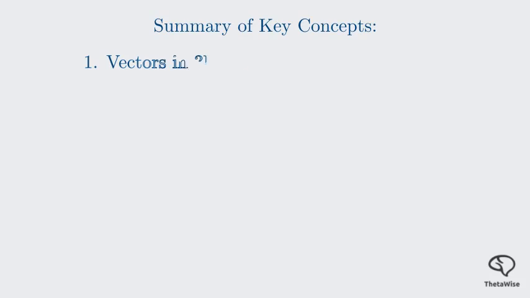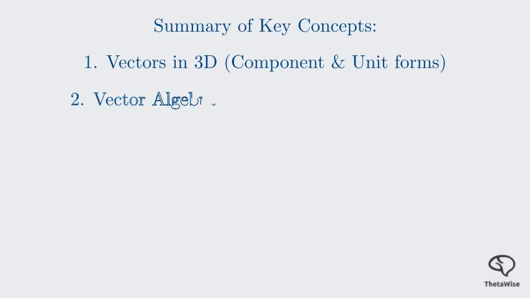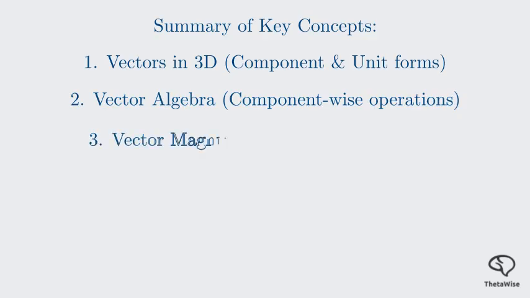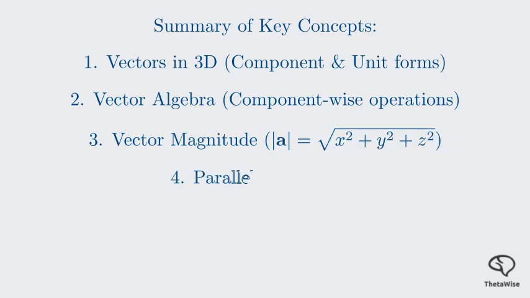Let's summarize the key concepts we've covered today. You are now equipped to handle a variety of IB-style vector problems. First, we established the coordinate system for vectors in 3D space, using both component and base unit vector forms. Second, you learned to perform vector addition, subtraction, and scalar multiplication by operating on corresponding components. Third, you can now calculate the magnitude or length of a vector using the 3D Pythagorean theorem. Fourth, you understand the condition for parallel vectors, which are scalar multiples of each other.